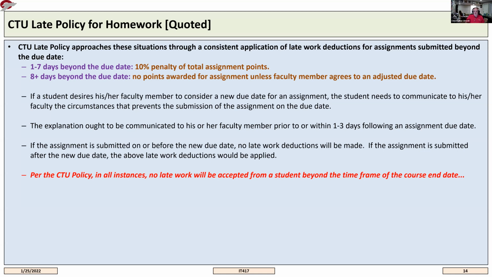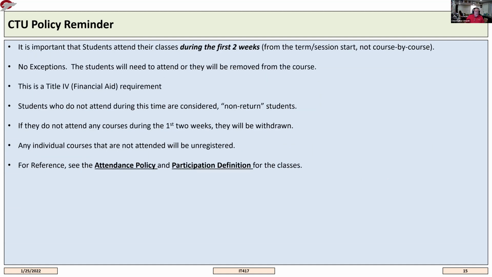Now, if you think you have issues with being late or issues based on time, please let me know. I am fairly easy to get along with, but per CTU policy, if I'm not notified ahead of time, I am to reduce to 0 on those points. Also, a reminder that as CTU policy requires notification for Title IV financial aid requirements, if you're using financial aid, you have to attend at least during the first 2 weeks to ensure that you don't get that financial aid revoked.